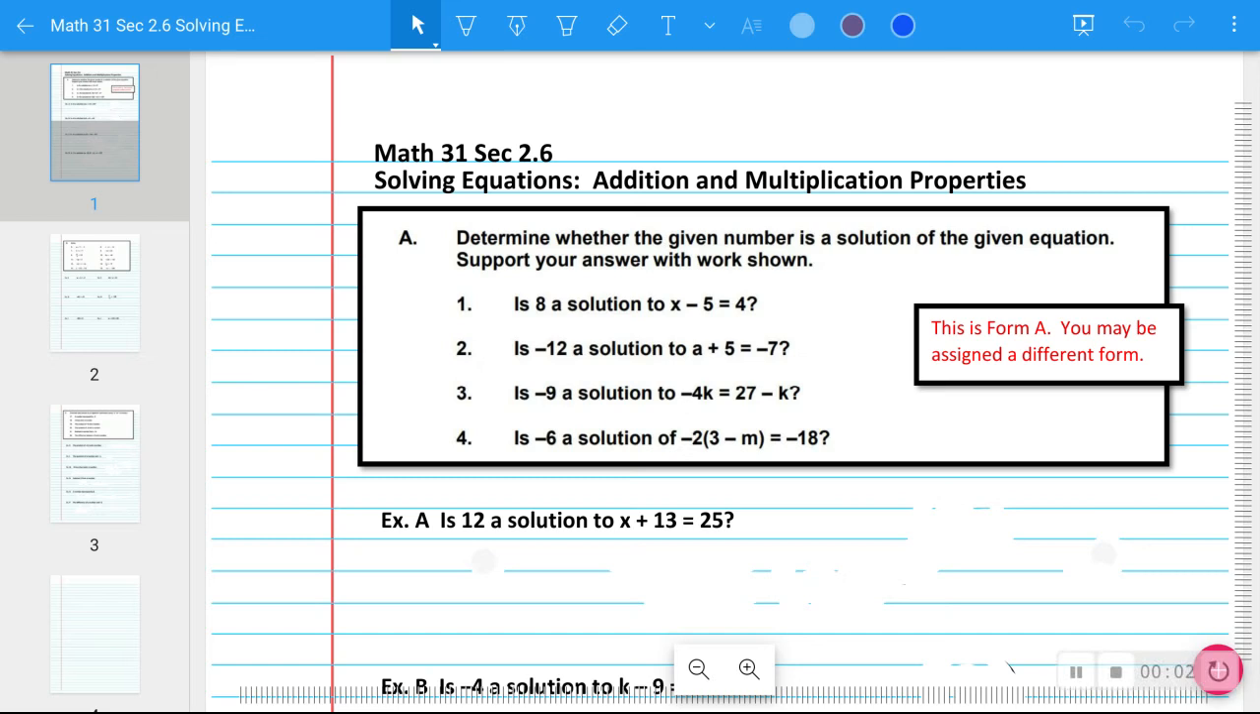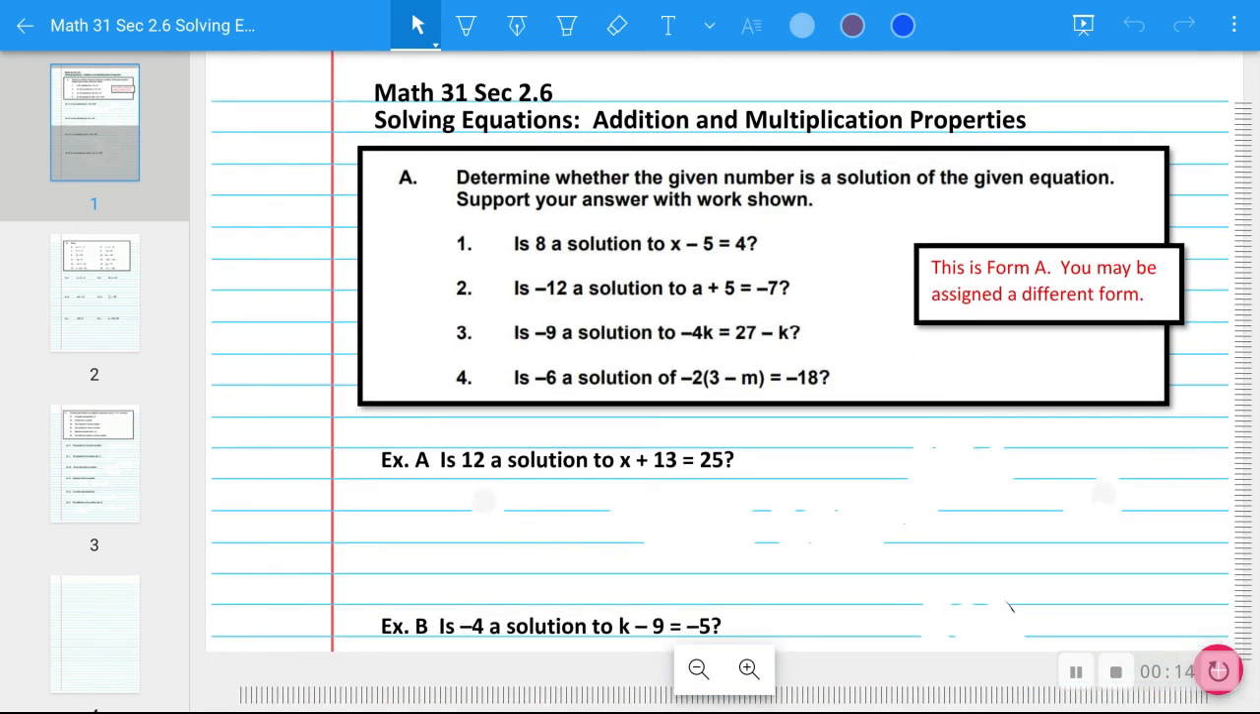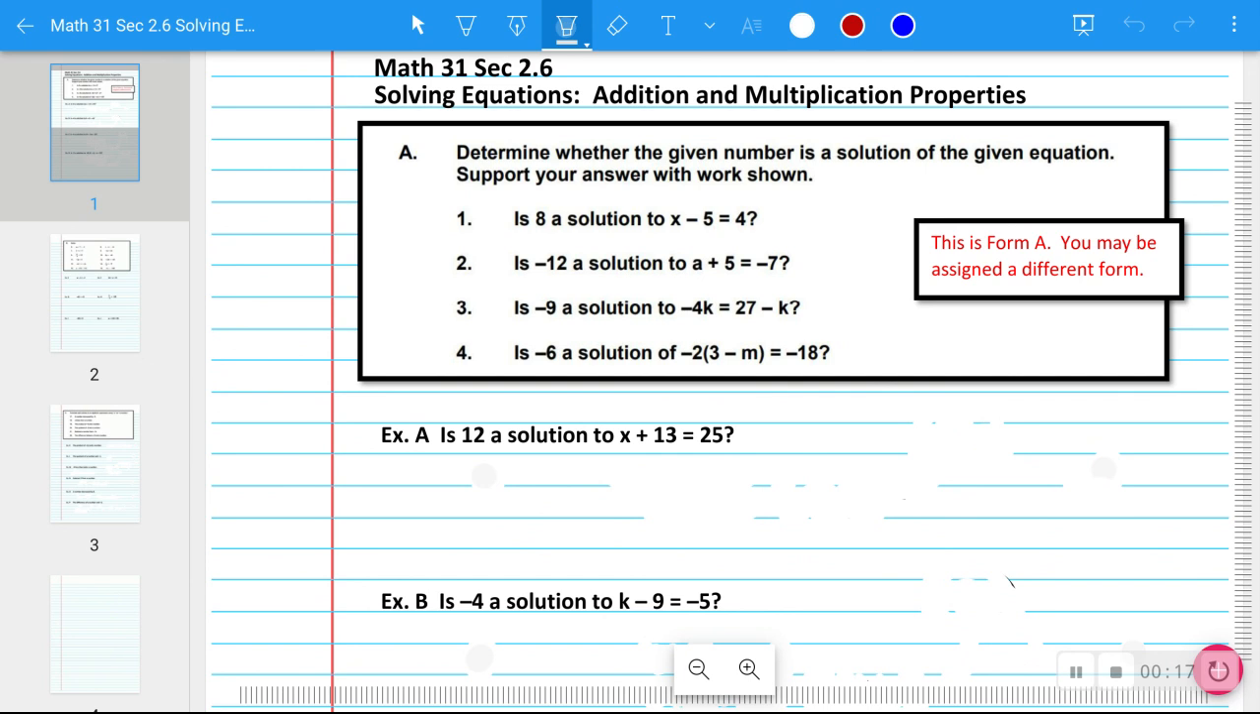Okay, welcome to Math 31, Section 2.6, solving equations using the addition and multiplication properties of equality. In this first section, what we're going to do is take a given value. You'll see that in example A, you're given a 12, and you're just going to see if it actually is a solution to the equation that's also given to you. You'll do that by plugging in the value 12 where you see the variable x. So we'll do that to start with.